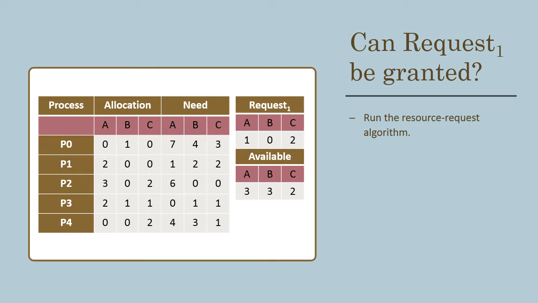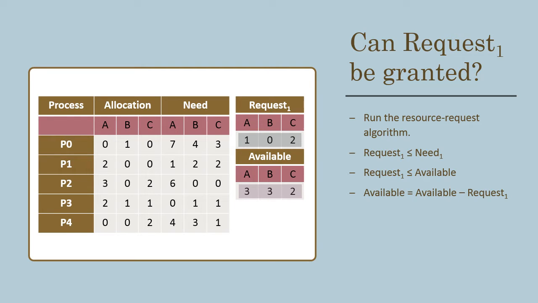Run the resource request algorithm. Request 1 should be less than or equal to need 1, which it is. Request 1 is 102 and need of process 1 is 122. So this condition is fulfilled. Request 1 should be less than or equal to available. Request 1 is 102, available is 332. So this condition is also true.